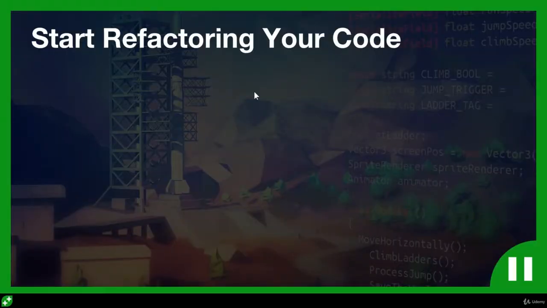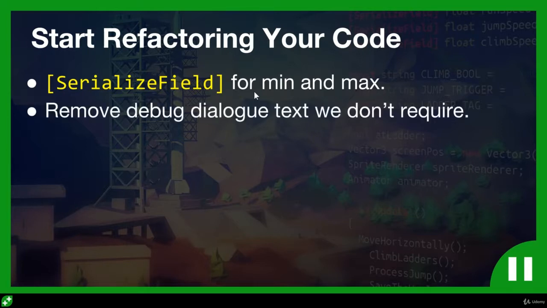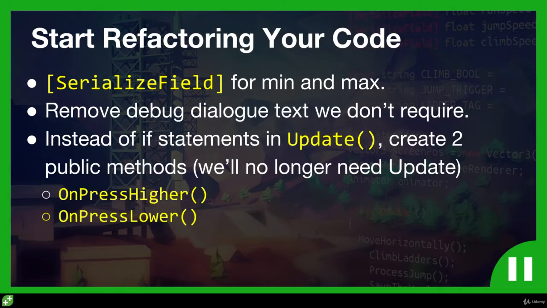So what I'd like for you to do as a challenge is to start refactoring your code, serialize field for the min and max variables, to remove the debug dialog text that we don't require, and instead of if statements in update, to create two public methods, and we'll call them onPress higher and onPress lower. So those are the steps of the challenge. You should have everything you need to jump in and give that your best shot. And when you're ready, I'll see you back here and we'll go through the solution together.